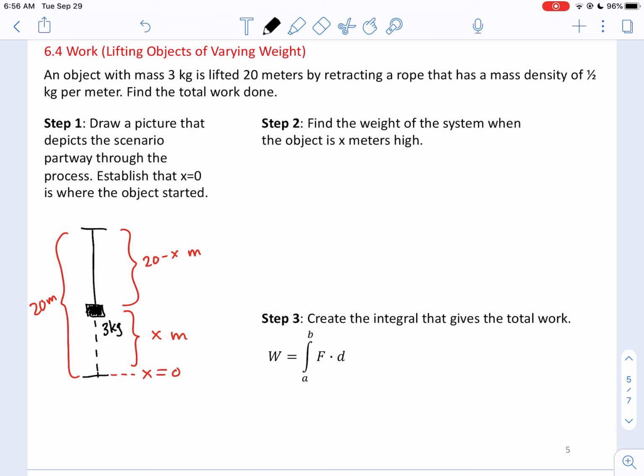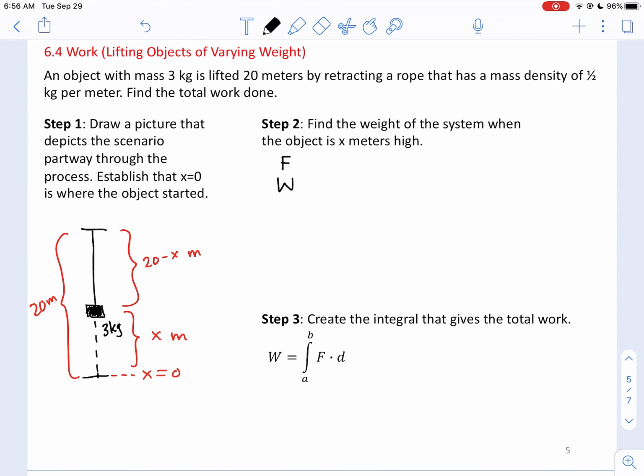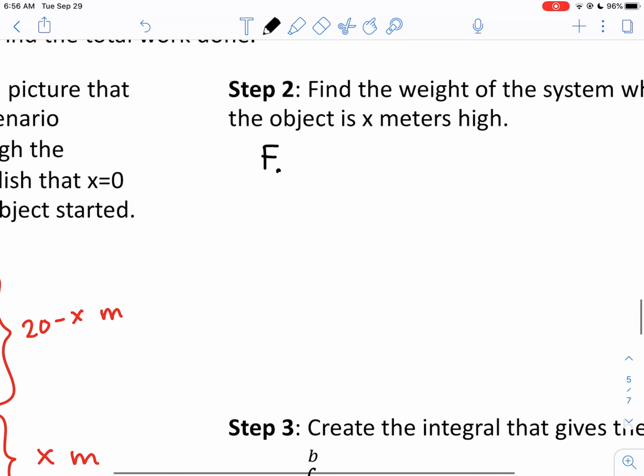So there's going to be the weight of the object, and there's also going to be the weight of the rope. And also weight is a unit of force. I'm going to use F for force instead of W for weight. The problem with doing W for weight is that we also use W for work, which is a different idea, and I don't want to cause confusion. We're going to do the force of the object first.